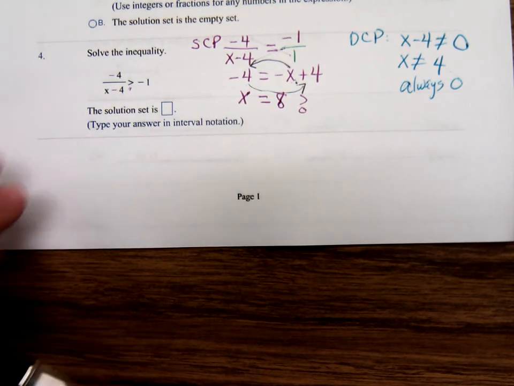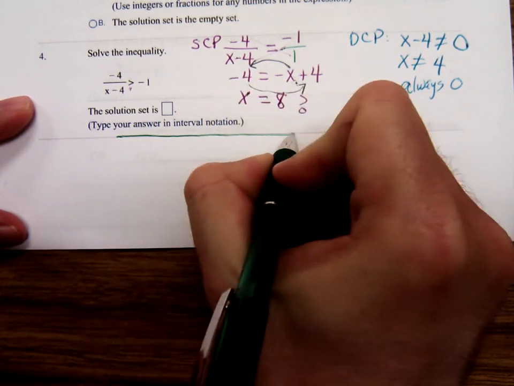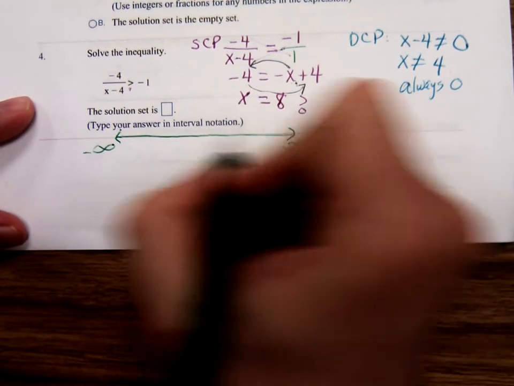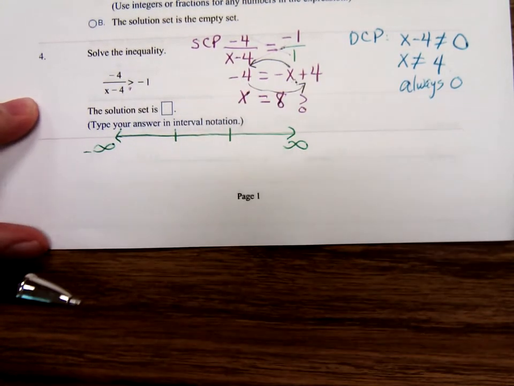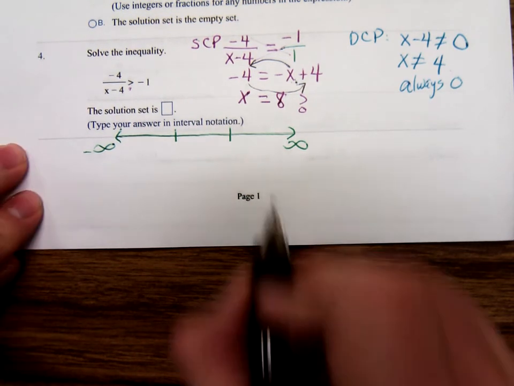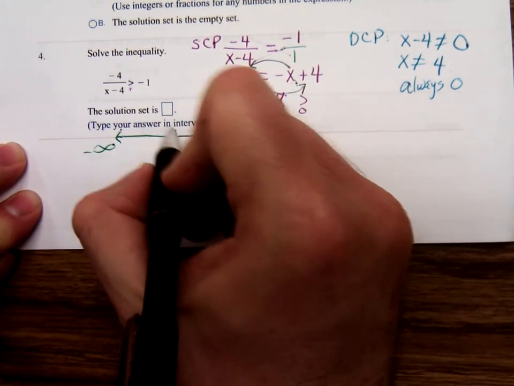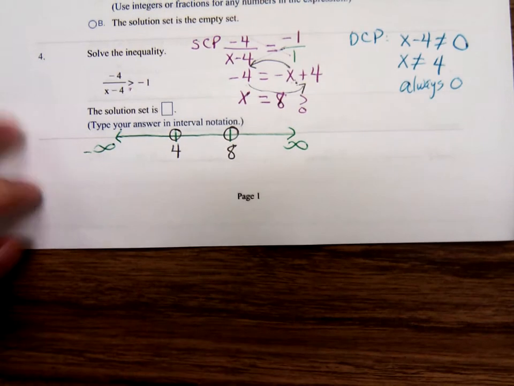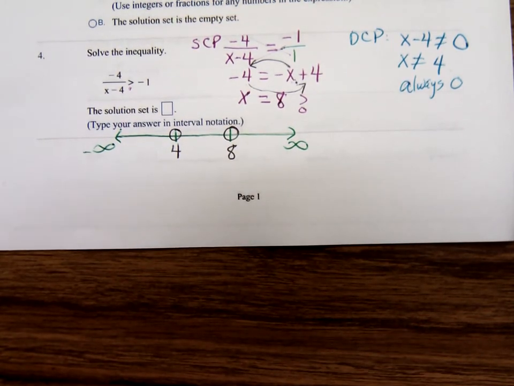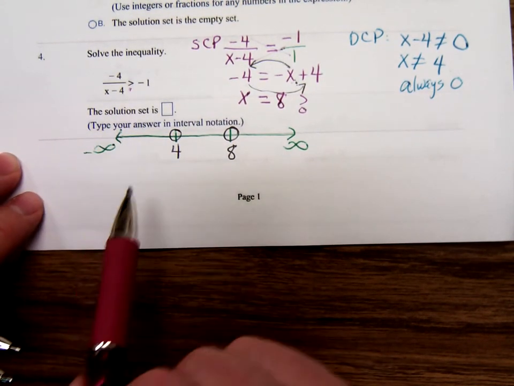Now I'm going to draw a number line and label those 2 cut points, 8 and 4. Make sure that you're putting them in numerical order. 8 would be the bigger one. And they both have open circles. There were no repeated factors anywhere there. It was all just linear factors.